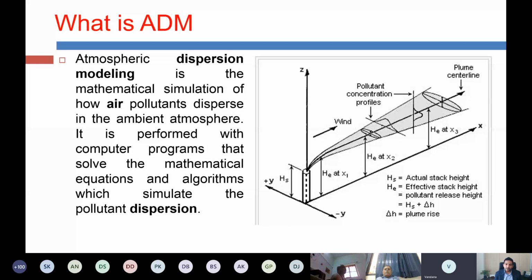So this is basically a Gaussian plume model that we are going to go through today, which is called AirMod. This is the basic algorithm.